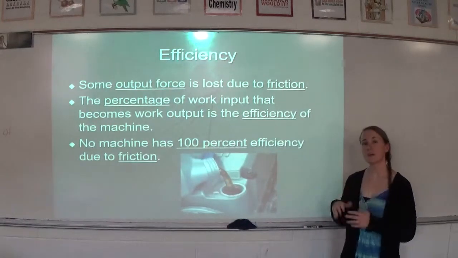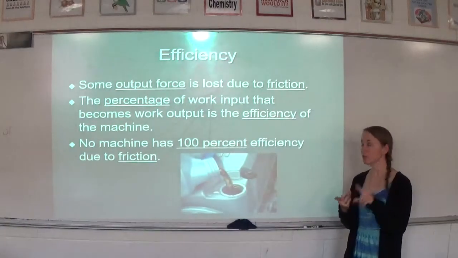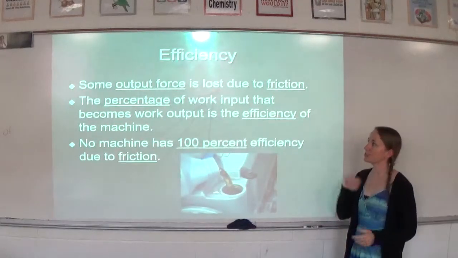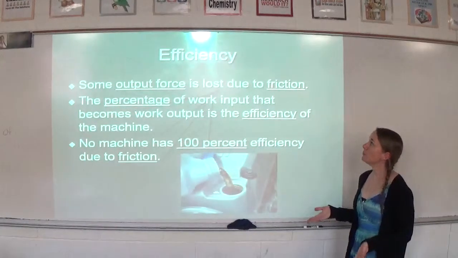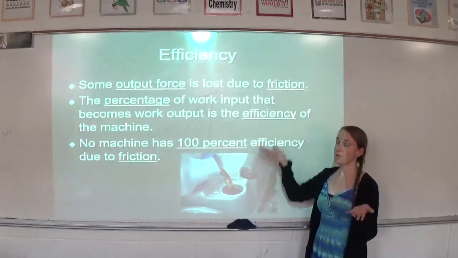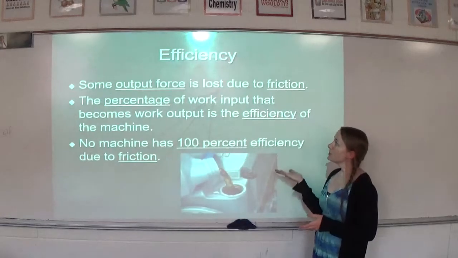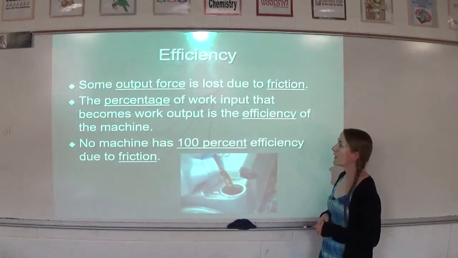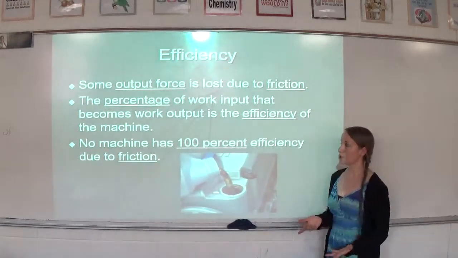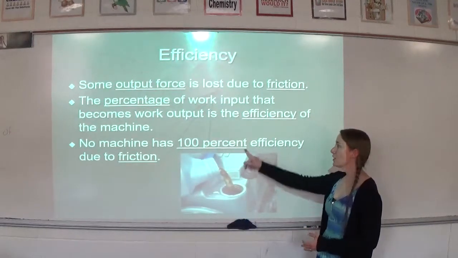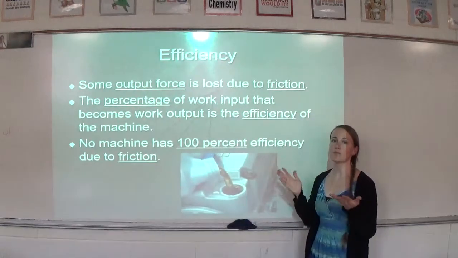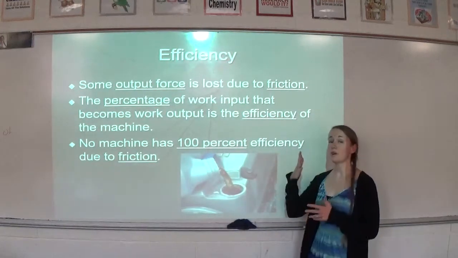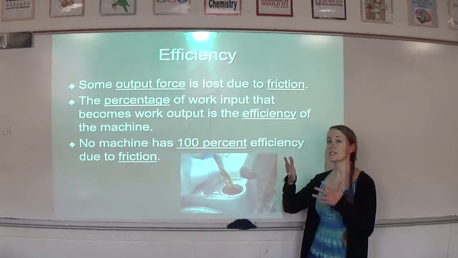So next we're going to talk about efficiency. So we did actual mechanical advantage, ideal mechanical advantage, and then there's efficiency. Some of your output force is lost due to friction. Okay, we've discussed that. The percentage of work input that becomes work output is called the efficiency of the machine. No machine has 100% efficiency because of friction. Remember, that's why actual mechanical advantage is less than ideal.